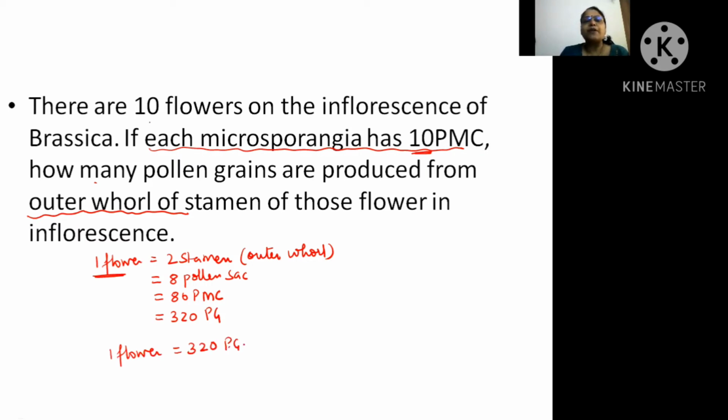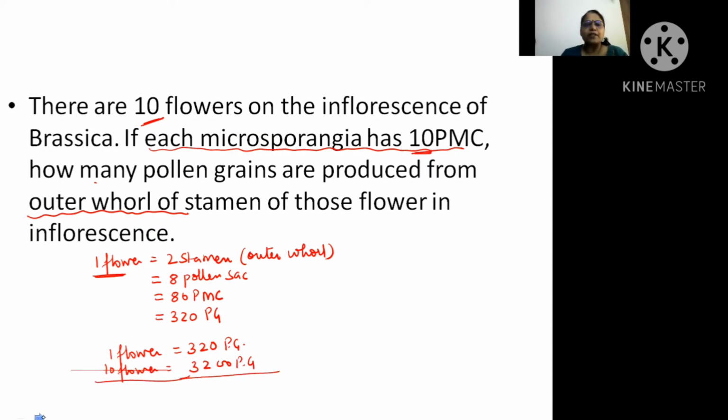So how many will be present in the 10 flower of the outer whorl? So 10 flower means your answer will come 3200 pollen grain. Is it clear? This is the way how we have to solve it.